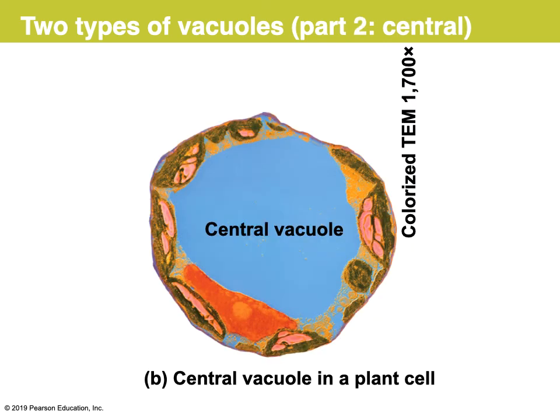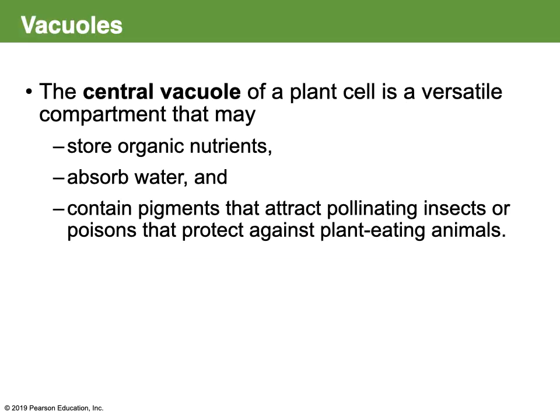Now again, central vacuoles in plant cells, this is a permanent feature. So these are not things that are formed and go away. And they can store organic nutrients, absorb water, sometimes even contain pigments. When you see the color of leaves and flowers and whatnot, they can be involved with that, or even contain toxins to protect against herbivores.